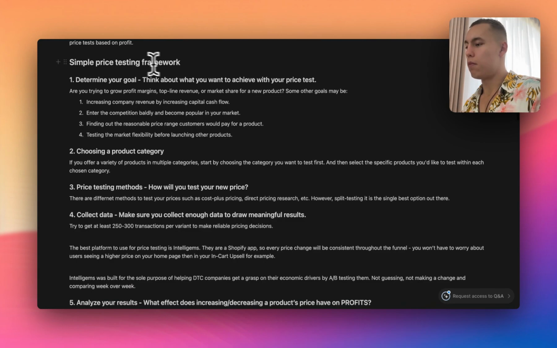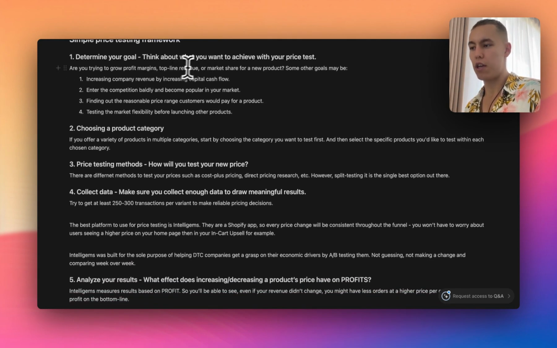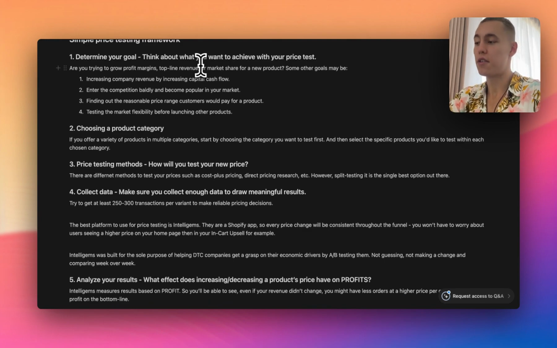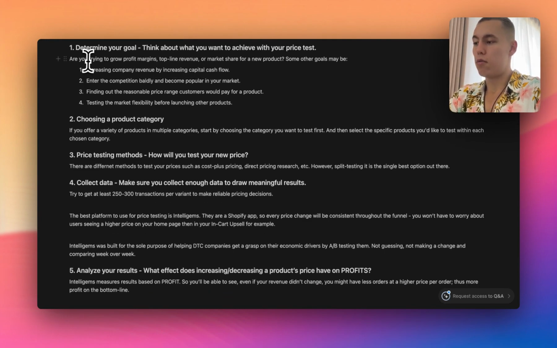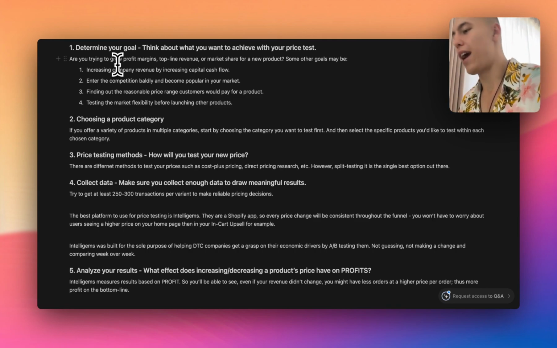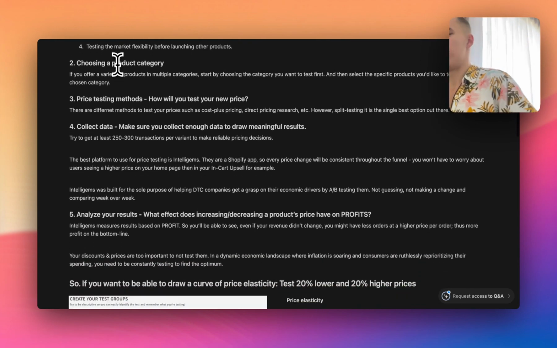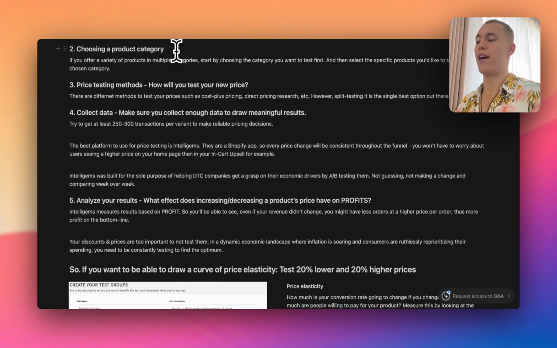And here is the simple price testing framework. Determine your goal. Think about what you want to achieve with your price test. If you're trying to grow profit margins, top line revenue, or get the majority of market share, you are going to go different ways, right? So you always make sure that you determine that, and then choose a category and products within those categories to test.